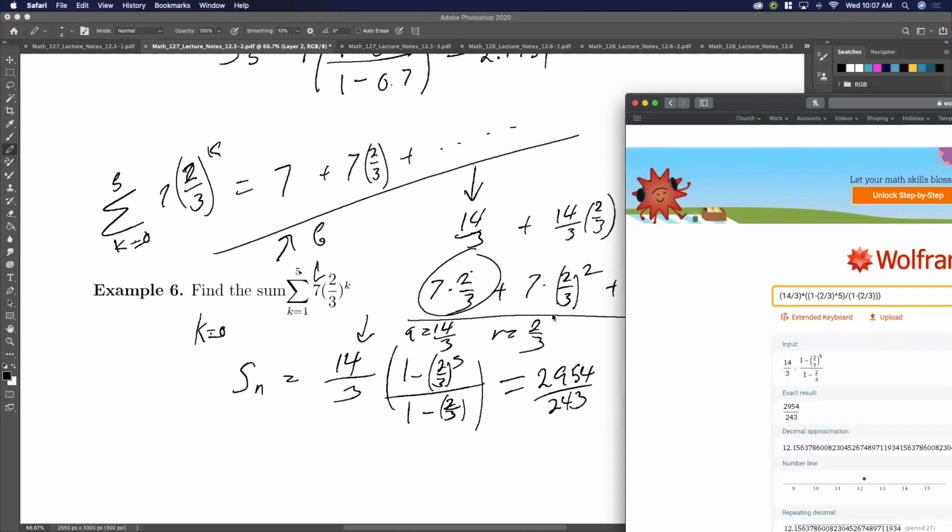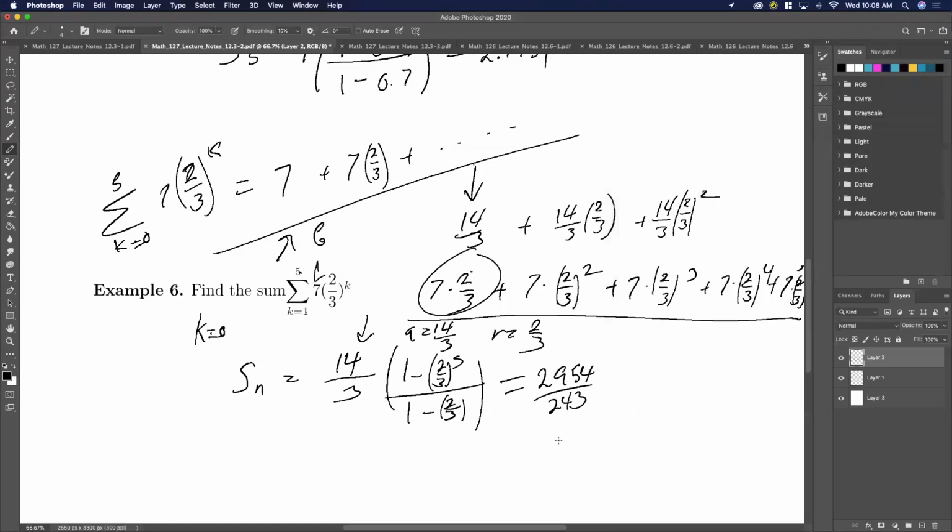So that's that one. Now, if we did this one, just because this is what you're going to be doing on your homework, notice here we're going to start at 7. So here my first term is 7. But here I'm going to go to the 6th because I'll have 6 terms total. And that number here is 4655 over 243. Okay, so either way you can do this.